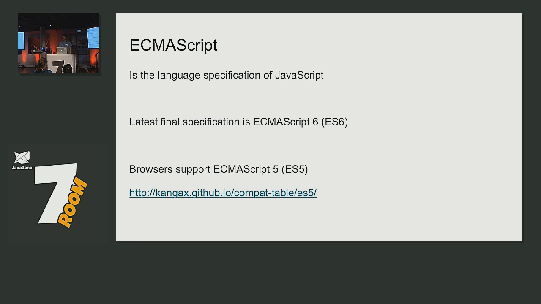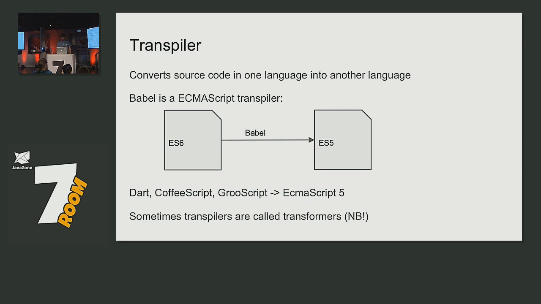ECMAScript is the specification for JavaScript. It's the standard. And JavaScript is the implementation. The latest final specification is ECMAScript 6. It's a lot better than the previous standard, ECMAScript 5. However, browsers only have full support for ECMAScript 5. So, what do you do then?